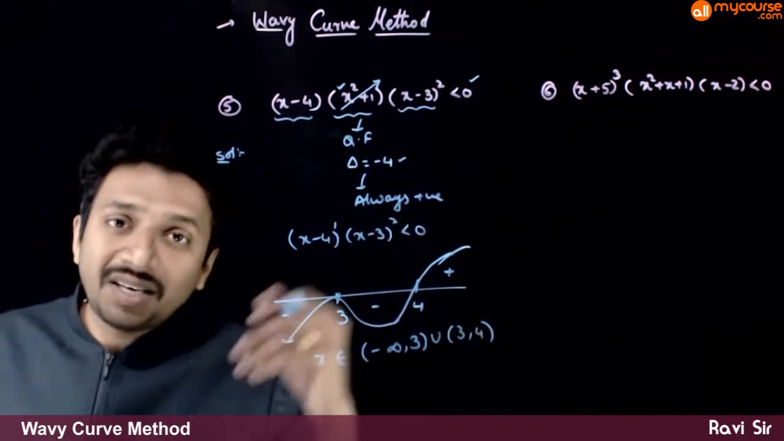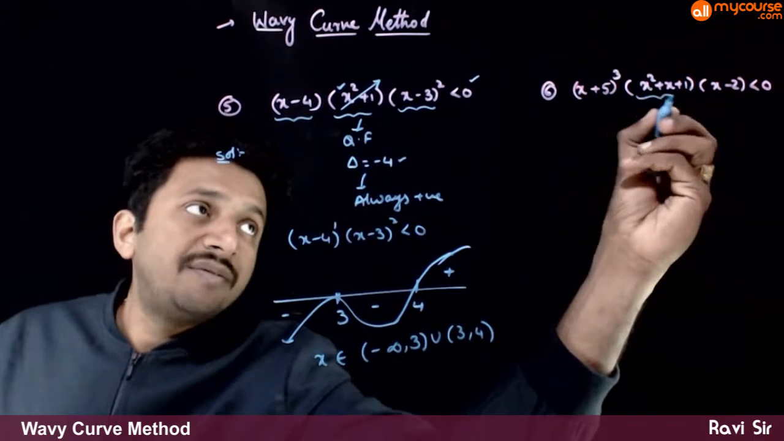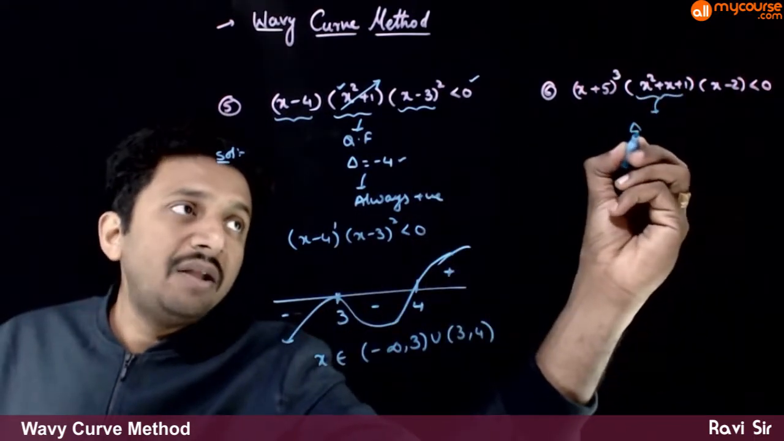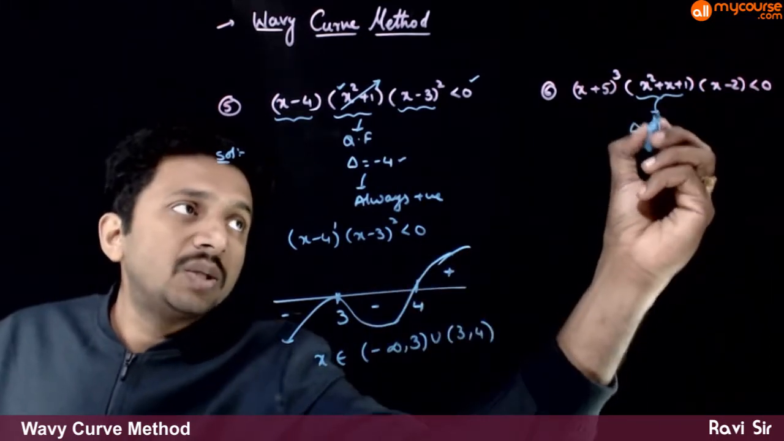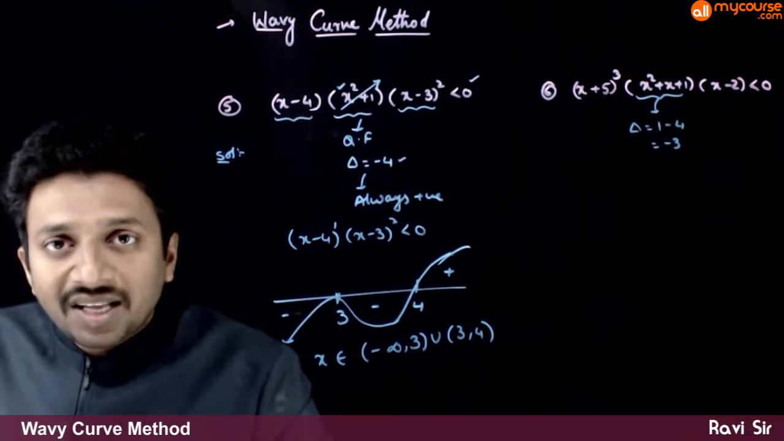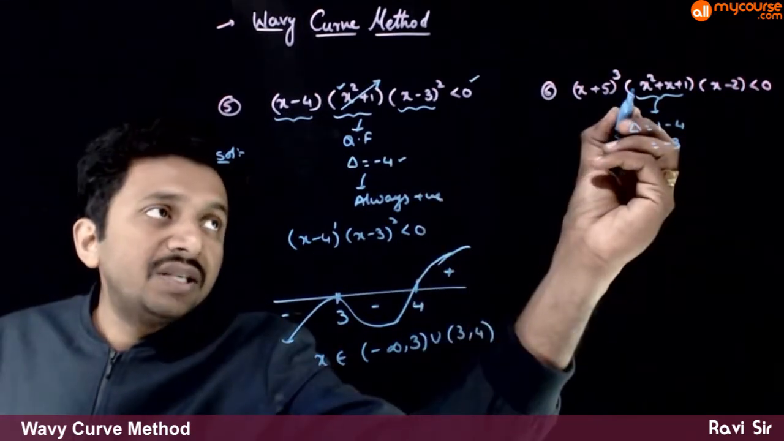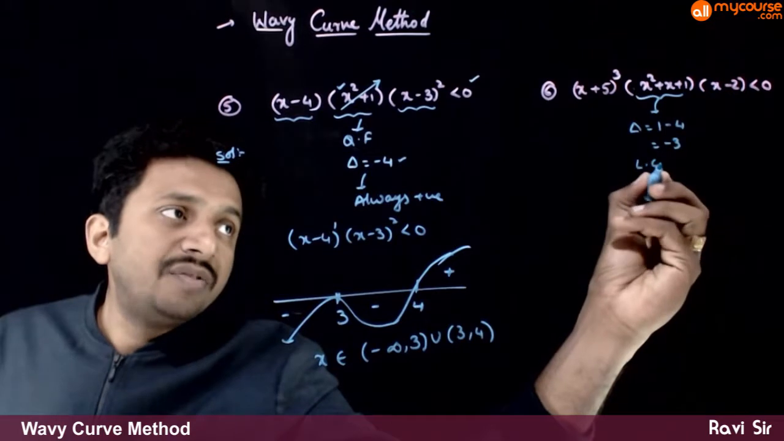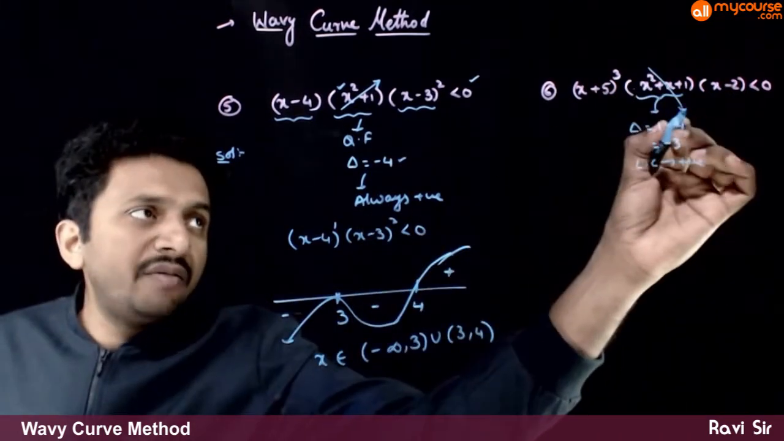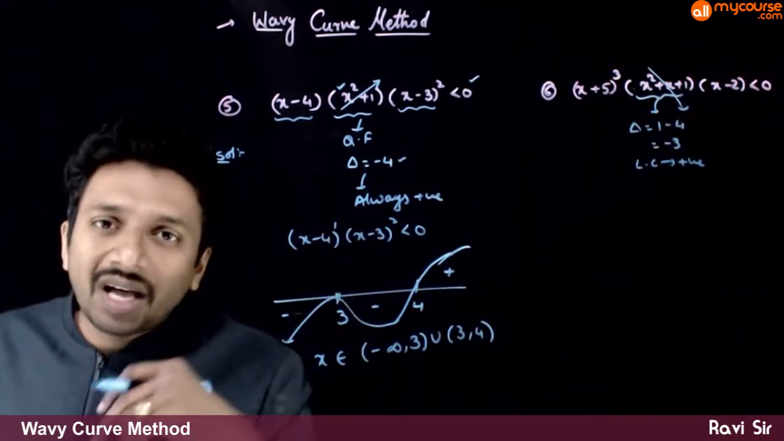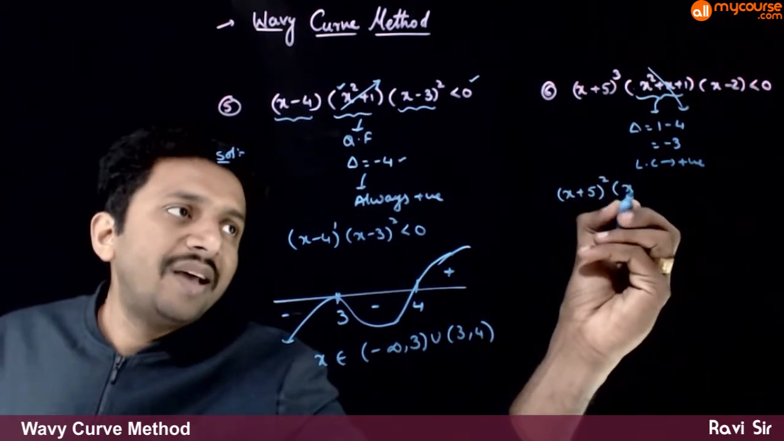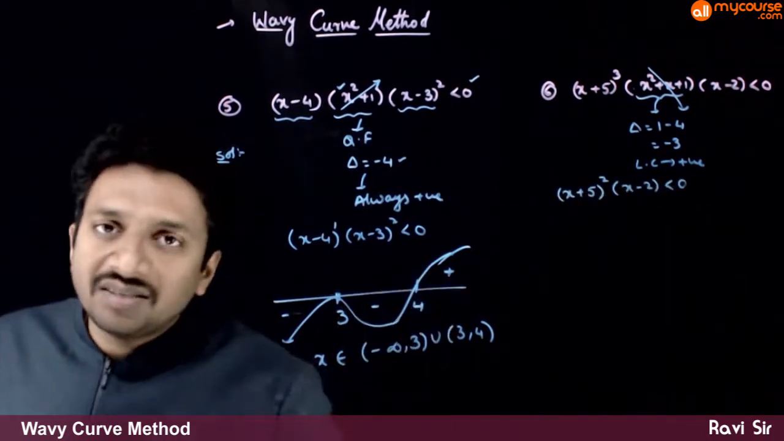If you go to the next inequality, here also you have a quadratic factor. But can you see what the value of delta of this is? B square is 1 minus 4, that is minus 3. Delta is negative and the leading coefficient is positive. Hence this expression is always positive. So you can cancel this out. So the expression becomes x minus 5 whole square into x minus 2 is less than 0.